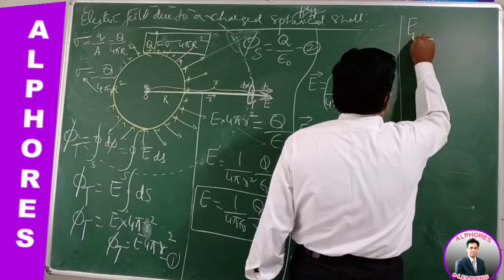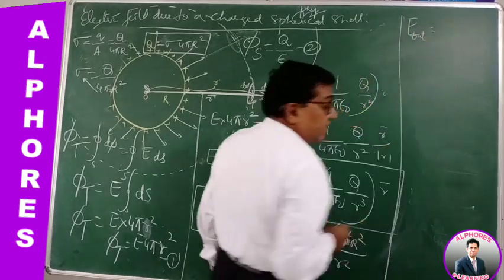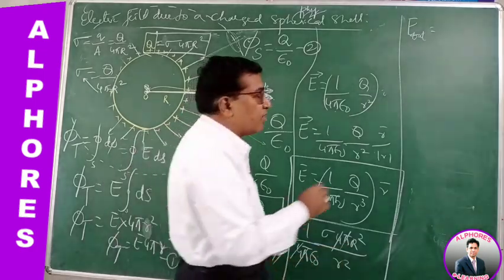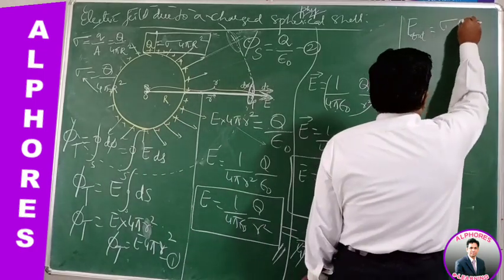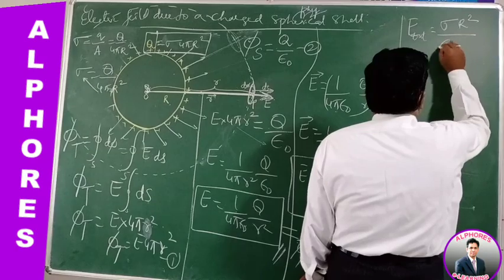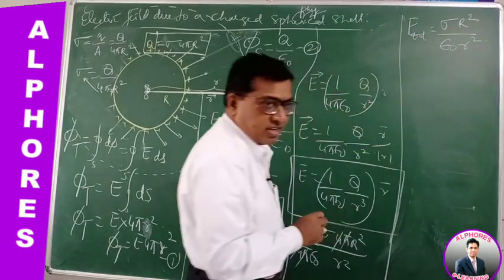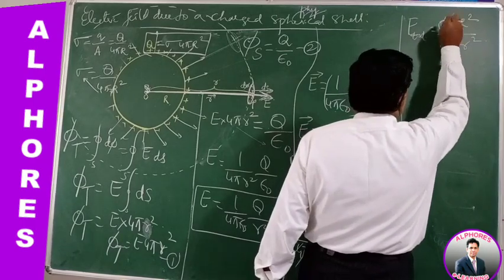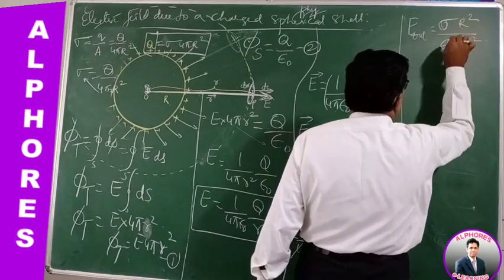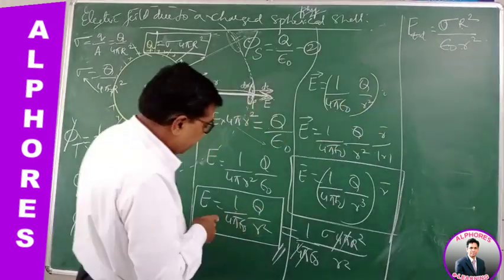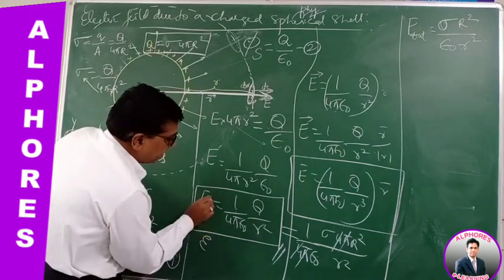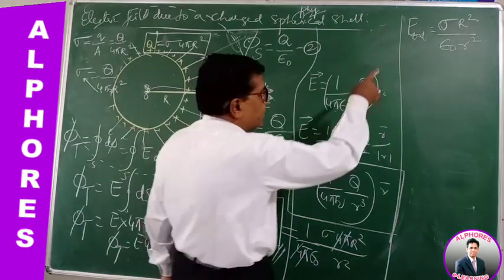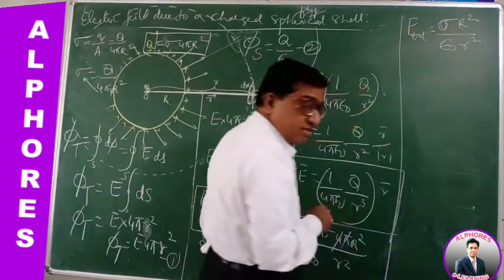Electric field intensity at any outside point is E equal to sigma capital R square by epsilon naught small r square. It is sigma times capital R square by epsilon naught into small r square. Right? So therefore, in terms of surface charge density sigma, it is sigma R square by epsilon naught r square. Here the electric field is proportional to 1 by r square. It obeys inverse square law. Here also electric field is proportional to 1 by r square.